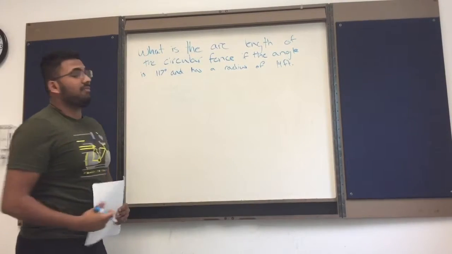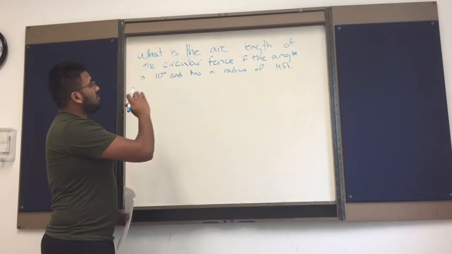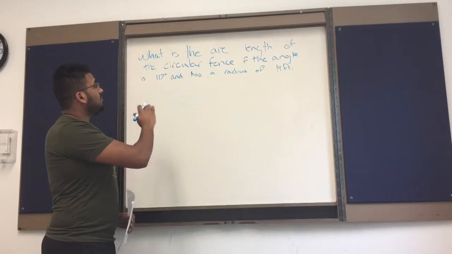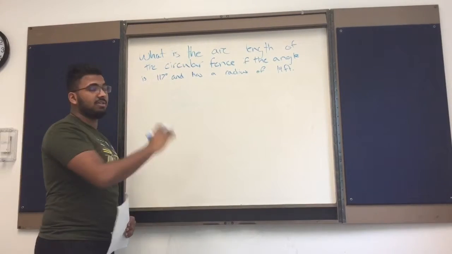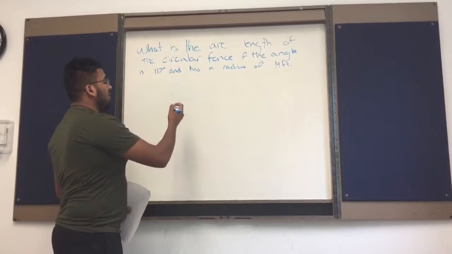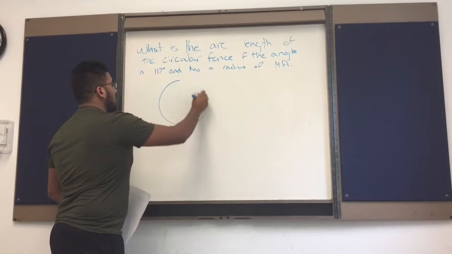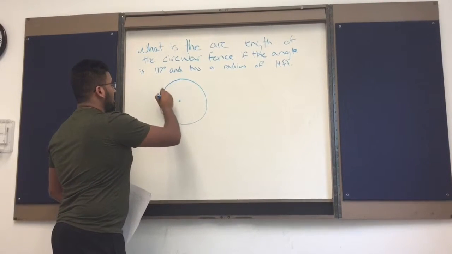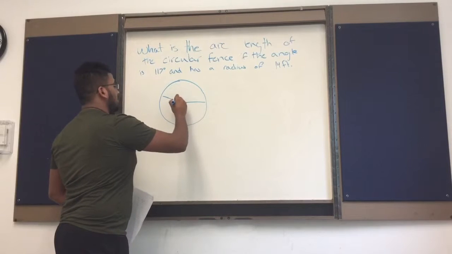I don't understand this. I can help you, young child. So this is the problem you're having trouble with. What is the arc length of the circular fence if the angle is 117 degrees and has a radius of 14 feet? Personally, I think whenever you have a word problem, you should always draw it out. It makes the problem a lot easier and it'll just help you throughout the entire thing.